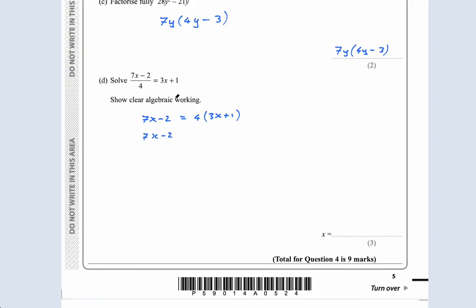4 times 3x is 12x, and 4 times 1 is 4. Then, guys, let's leave the x's on the right, and I'll put the numbers on the left. So I'll do minus 2 minus 4, subtract this 4, equals 12x minus 7x, subtract this 7x. I get negative 6, 12 minus 7 is 5x, and then finally x equals negative 6 over 5. Negative 6 over 5. Okay.